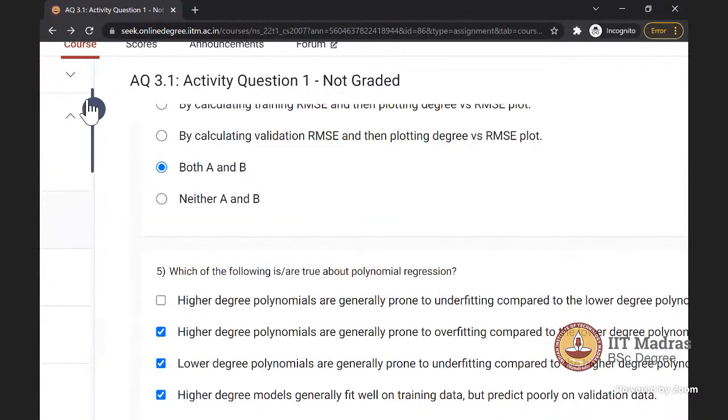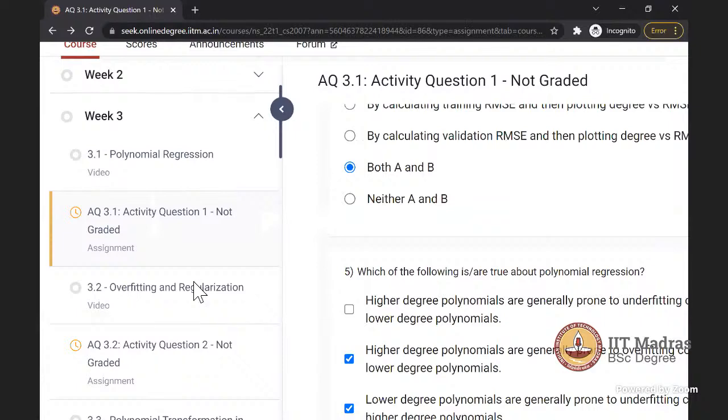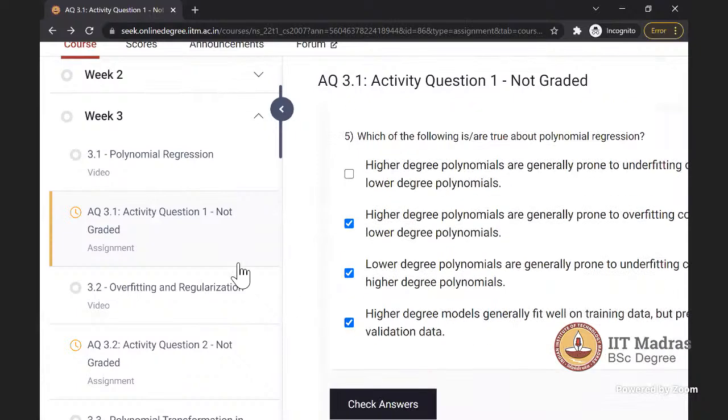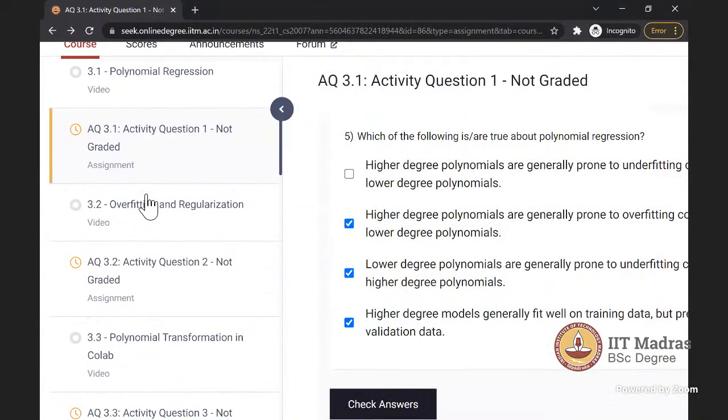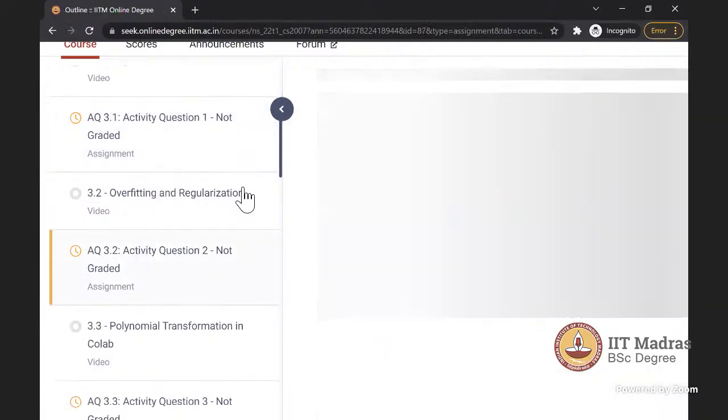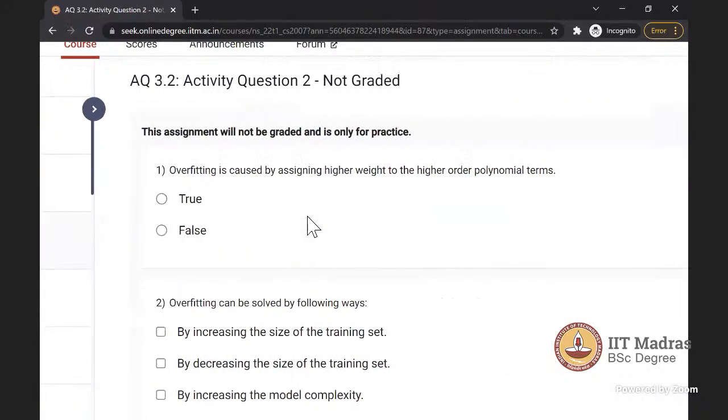Okay, I'll try to make sure that this option is changed. Now let's go to the second set of activity questions. Overfitting is caused by assigning higher weight to the higher order polynomial terms. What do you think of this? It is true. Would anybody like to take a guess at why it is true?